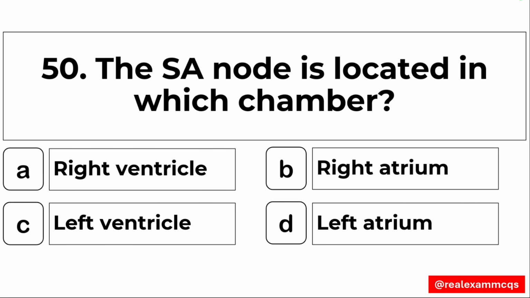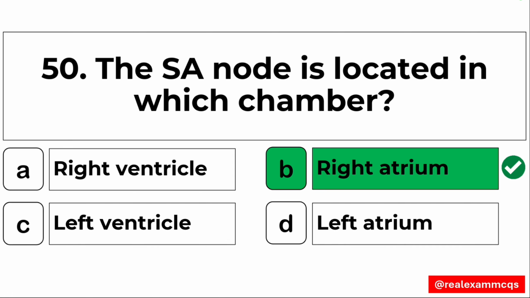50. The SA node is located in which chamber? Right answer. It is the right one. Option B. The right atrium. The SA node is located in the right atrium.